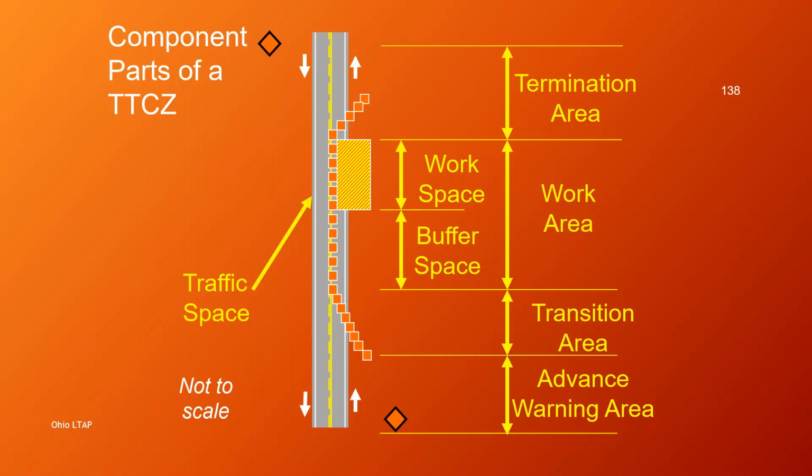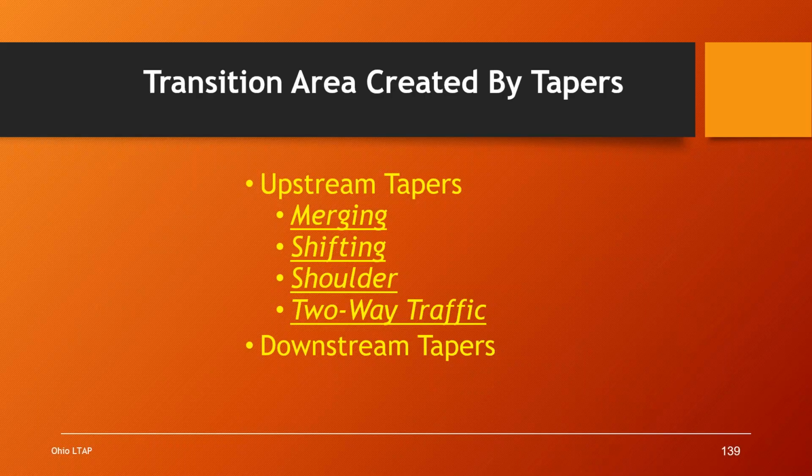So that was the advanced warning area, and then we have our transition area. This is where, in lane closures, vehicles are changing lanes. And so there are different types of tapers. In this area here we have the merging tapers, shifting tapers, shoulder tapers, and two-way traffic tapers. And then at the end of the work zone, in the termination area, we have our downstream taper.